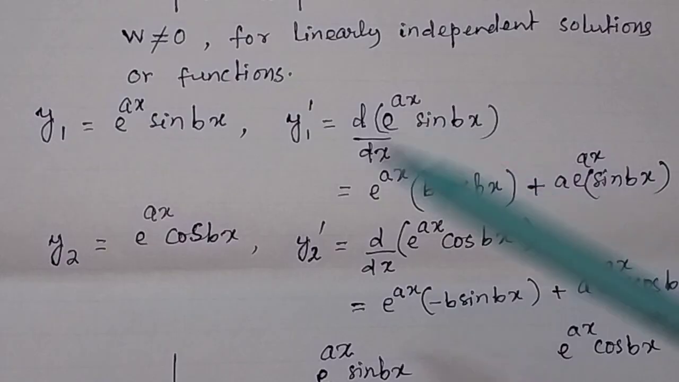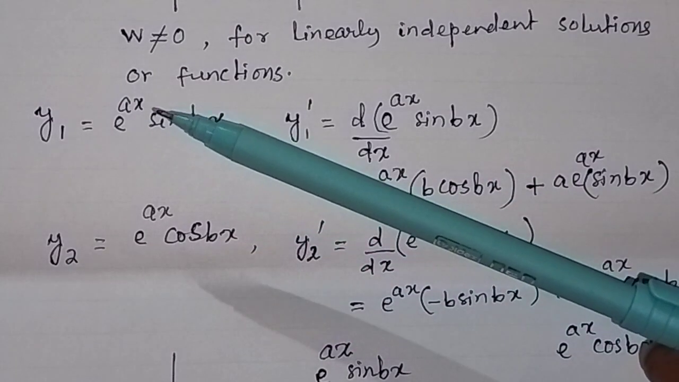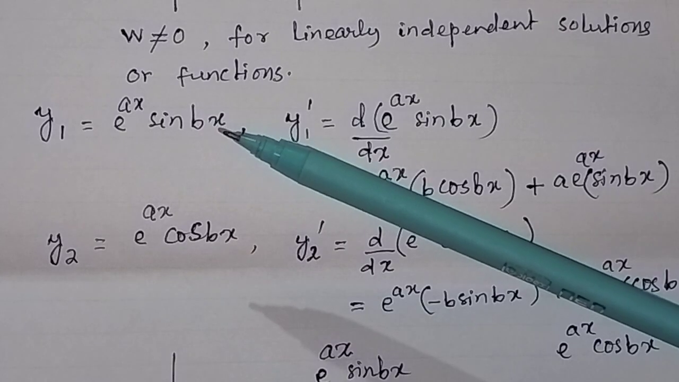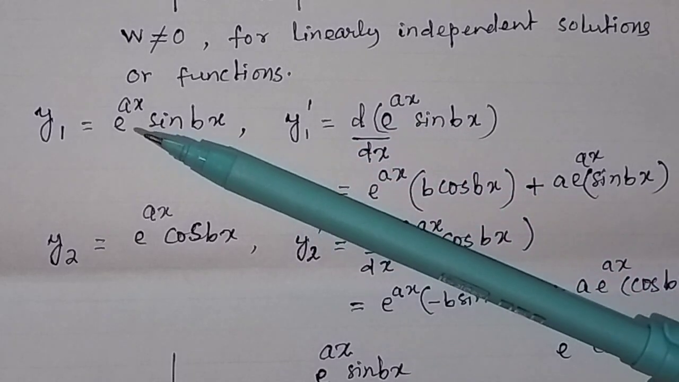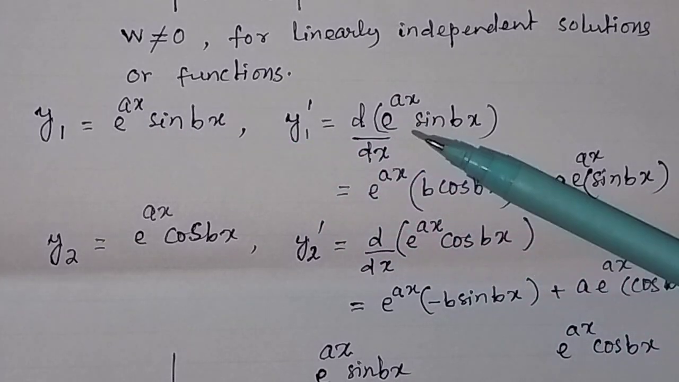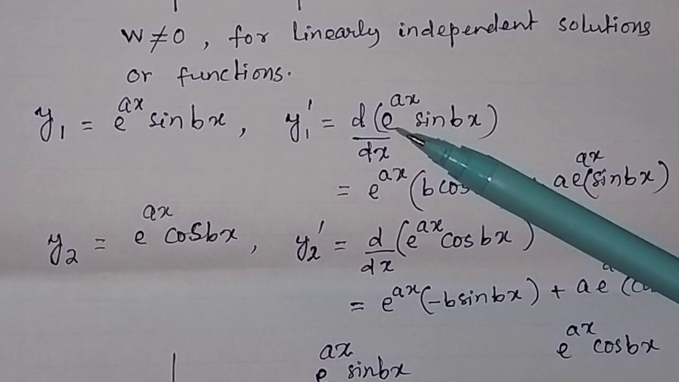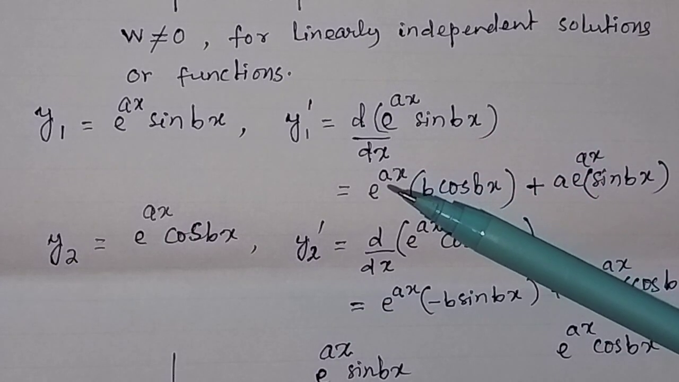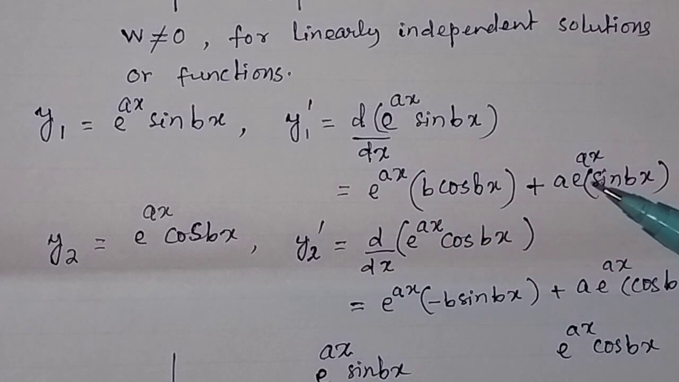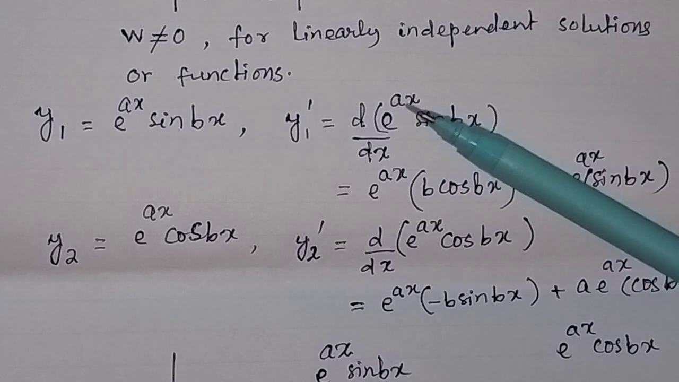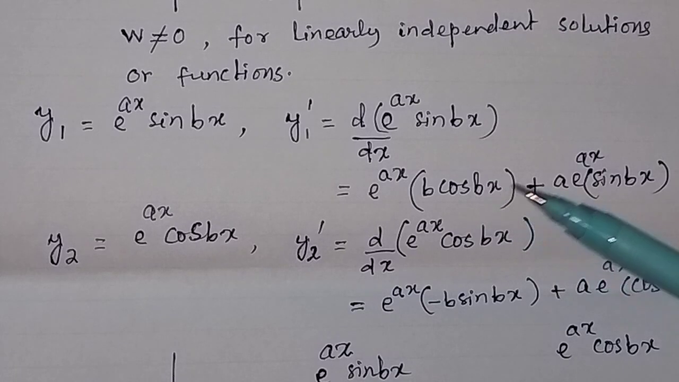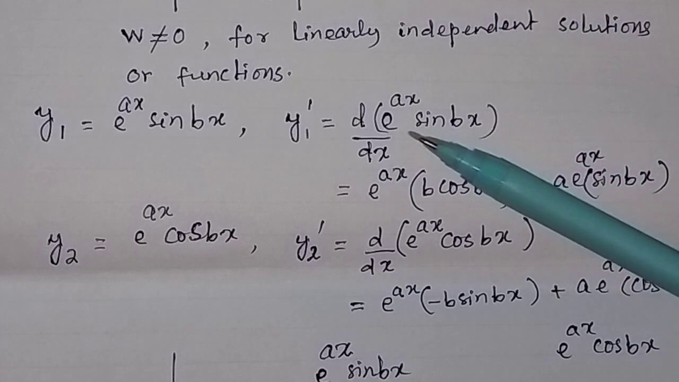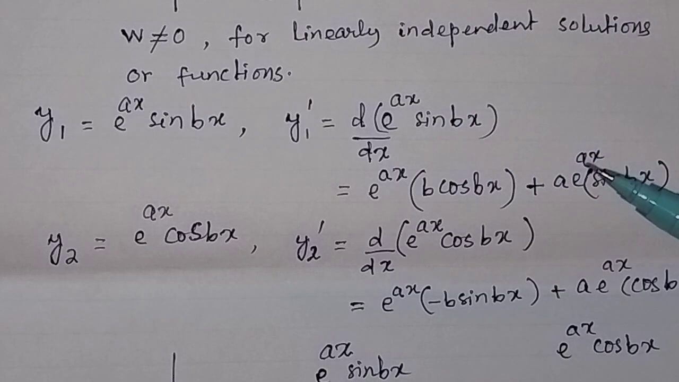The given function or solution is y1 equal to e to the power ax sin bx. If you find the first derivative, then y1 dash, the derivative of e to the power ax sin bx with respect to x, is a product function. First function times derivative of the second plus second function times derivative of the first. So the first function is e to the power ax, the derivative of sin bx is b cos bx, plus the derivative of e to the power ax, which is a e to the power ax, into sin bx.